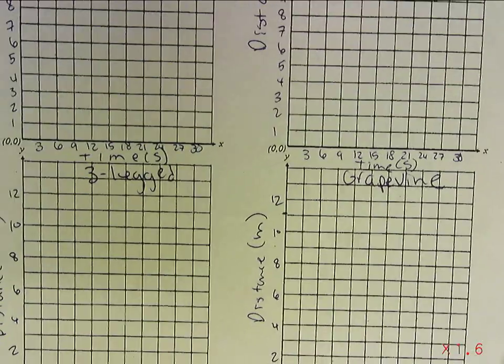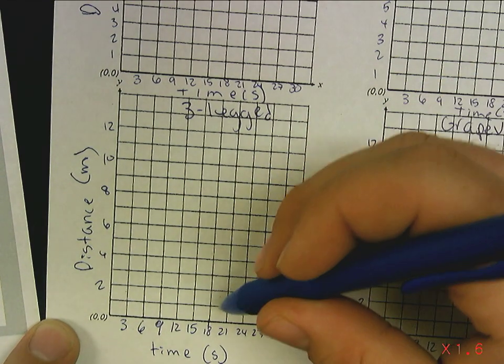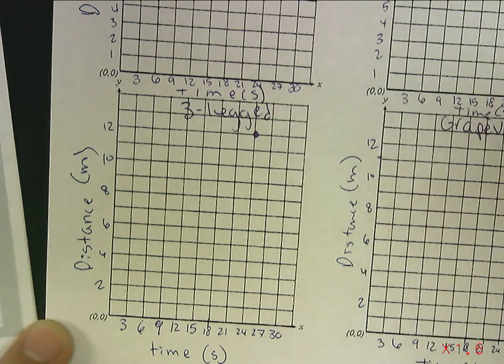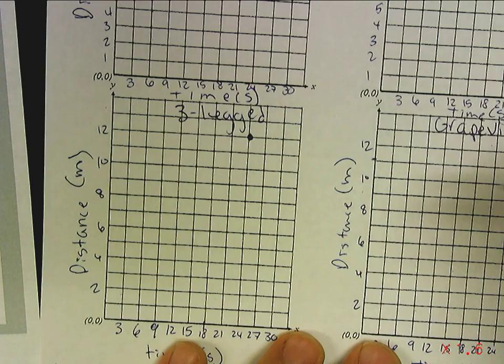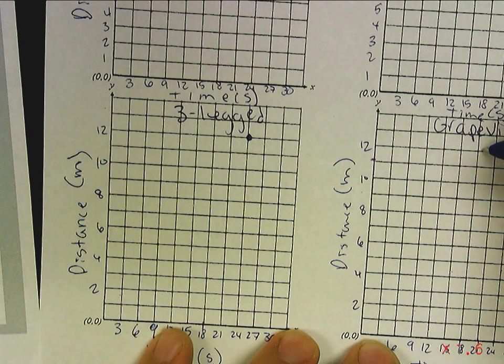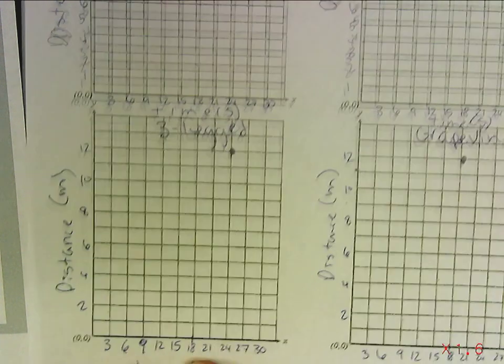And then three-legged is down here at 24.2 seconds. Okay, just off the line. And 18.7 for our grapevine. A little further off the line than those other ones. All right, back to our cheat sheet.